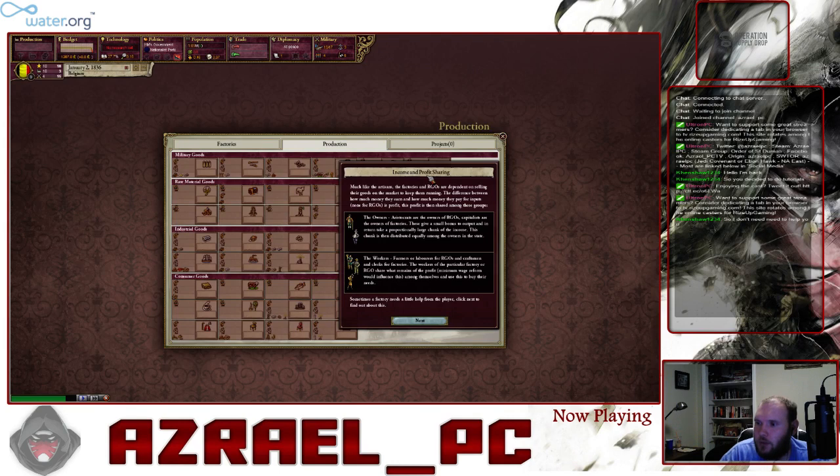The workers, farmers or laborers for RGOs, and craftsmen and clerks for factories, the workers of the particular factory or RGO share what remains of the profit. Minimum wage reform would influence this. They share it among themselves and use this to buy their needs. Sometimes the factory needs a little help from the player.